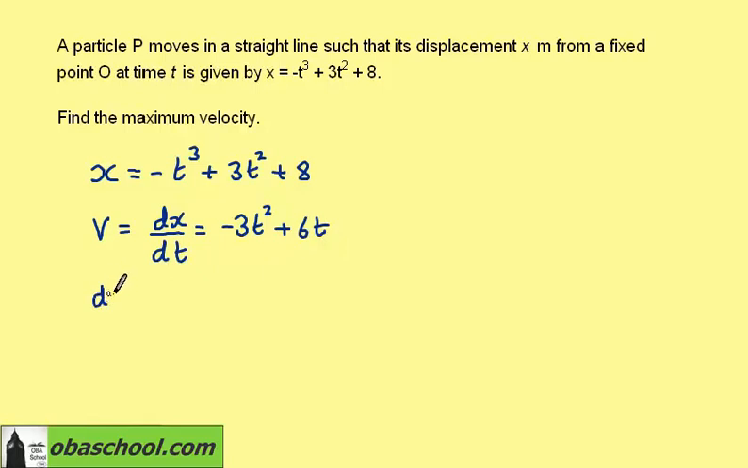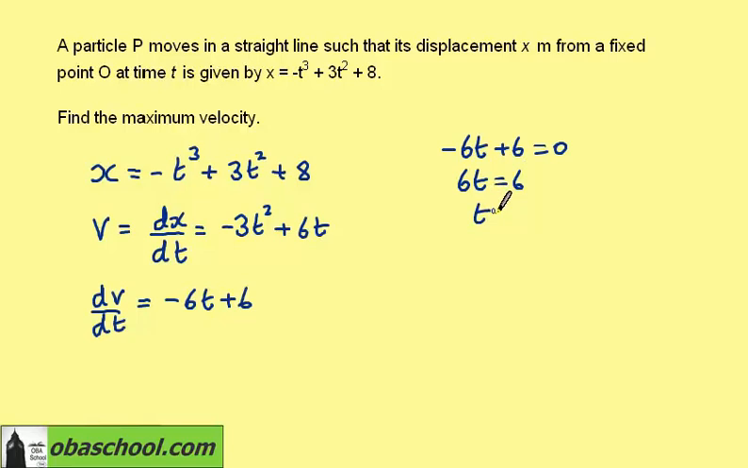So dv/dt is going to be -6t + 6. For a turning point, dv/dt needs to be 0, so -6t + 6 = 0. 6t is then equal to 6, which means that t = 1. Note that dv/dt is acceleration. Therefore, the maximum velocity occurs when the acceleration is equal to 0.